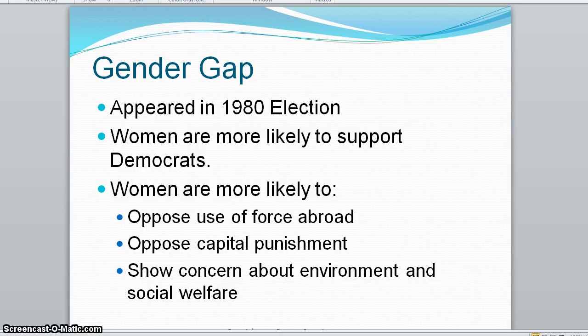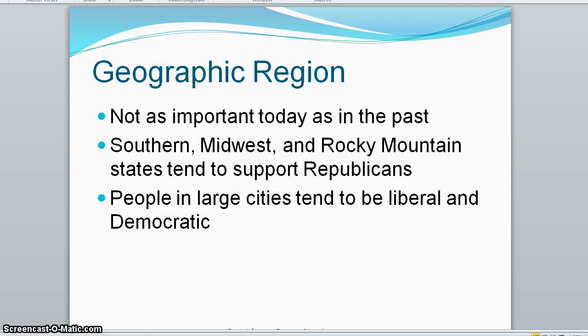And in the 1980s, political analysts began to detect a gender gap. That's the difference between the percentage of women and men who vote for a particular candidate. What they find generally is women tend to support Democratic candidates more often than men, though this trend has decreased in recent years. However, women are still more likely than men to defend a number of liberal policies, opposing use of force abroad, opposing capital punishment, and showing concern about the environment and social welfare.